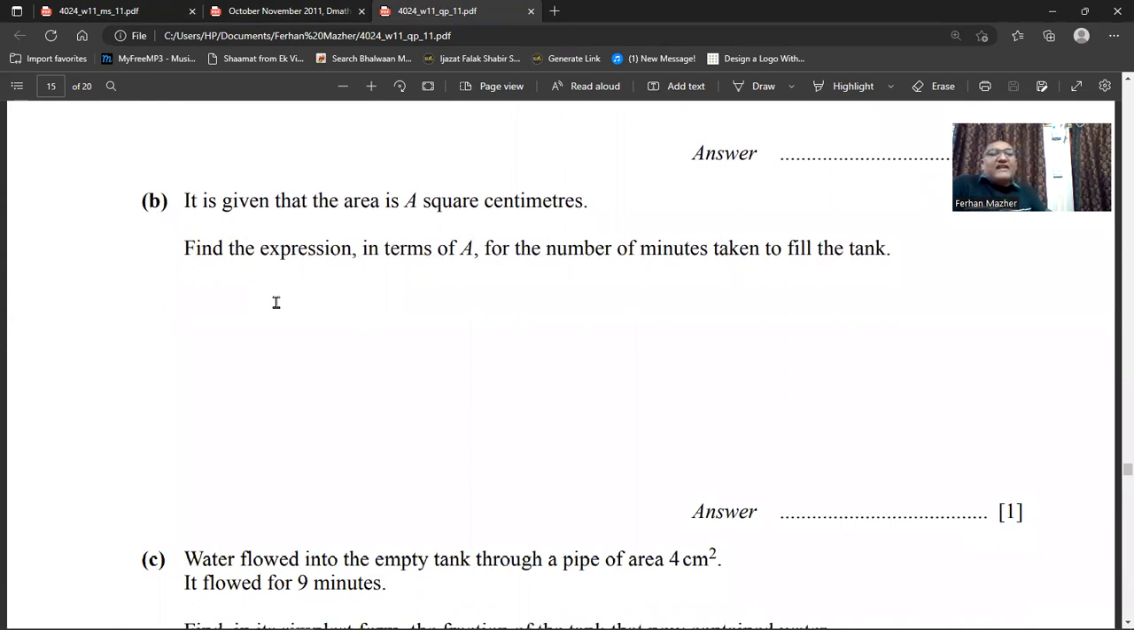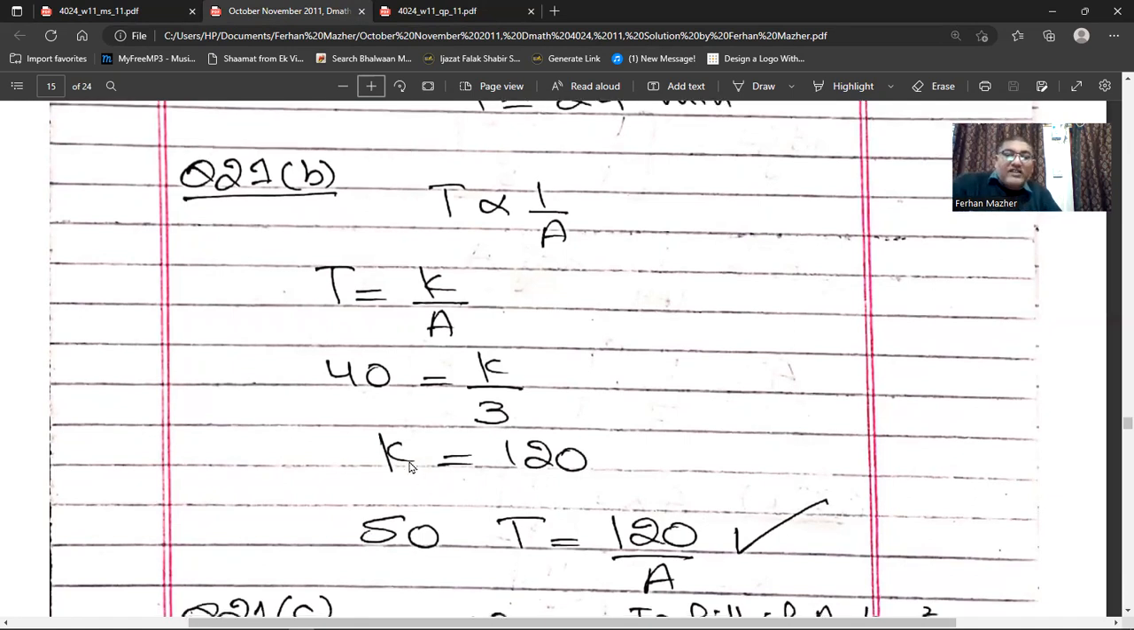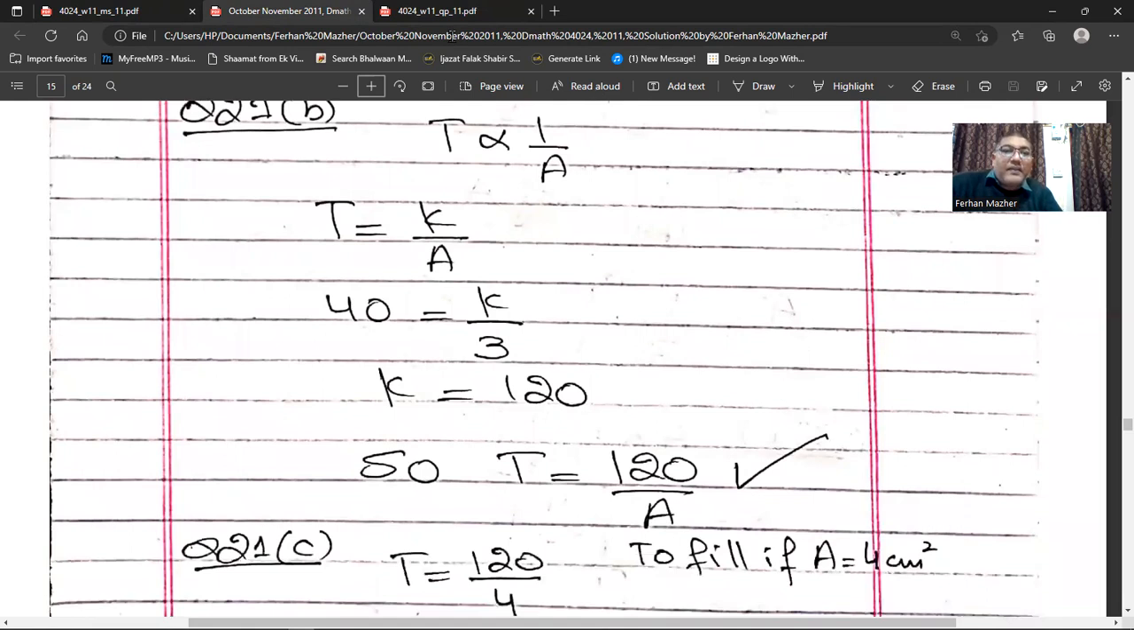He says it is given that the area is a square centimeters. Find an expression in terms of a for the number of minutes taken to fill the tank. Now I am going to use the other method. You see, time is inversely proportional to a, that is, to 1 by a. So t equals k divided by a. The t is 40 and the a is 3. So k equals 3 into 40, that will give you 120. So t is 120 by a. That's the formula, 120 by a.